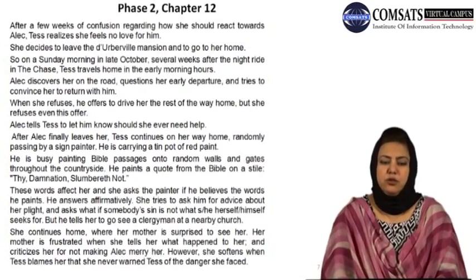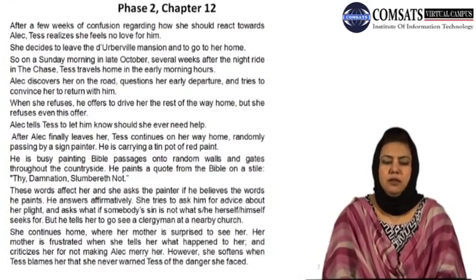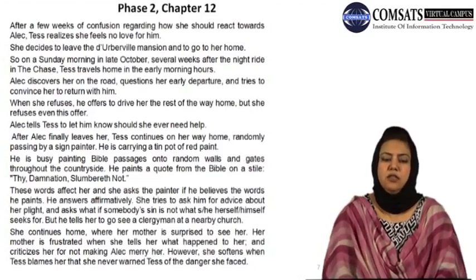Overall, when we look at chapter 12 of this phase, we notice a few things happening. After a few weeks of confusion regarding how she should react towards Alec, Tess realizes that she feels no love for him. So she decides to leave the D'Urberville mansion and to go to her home.